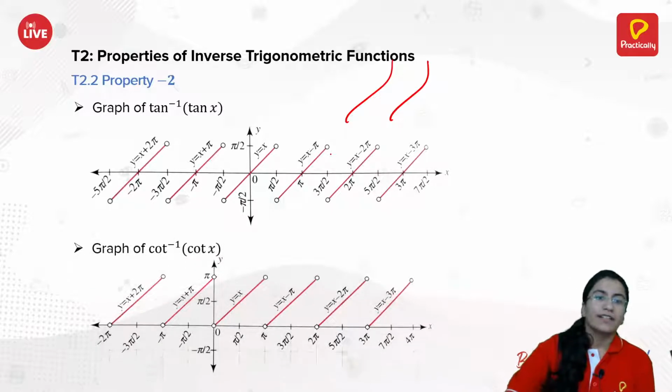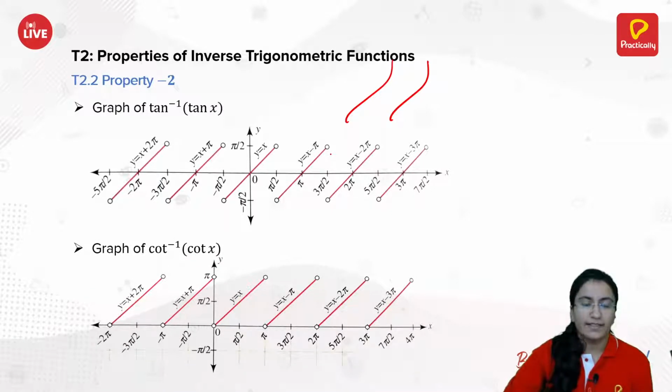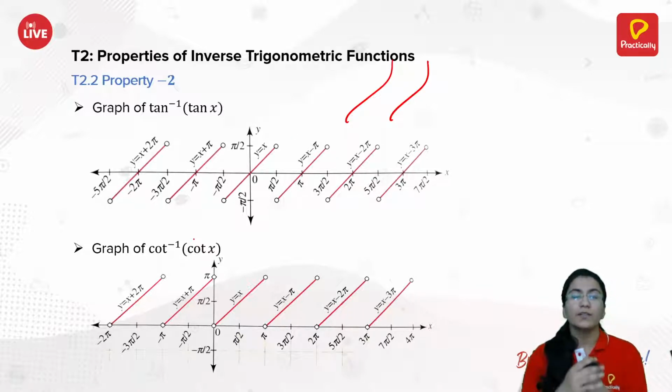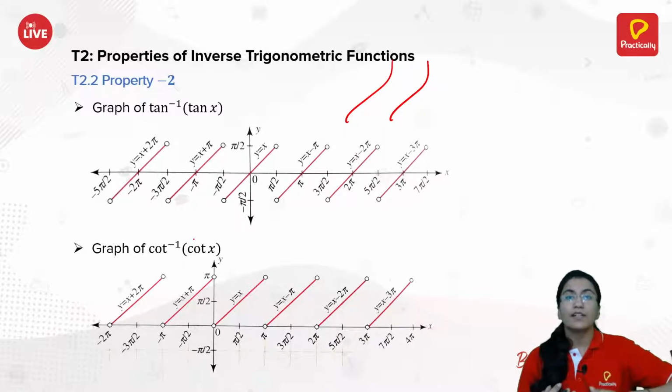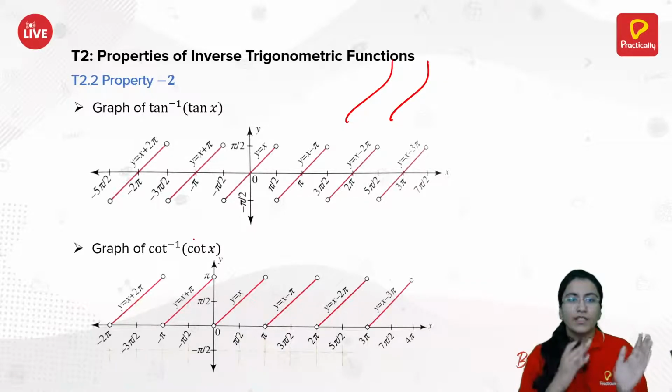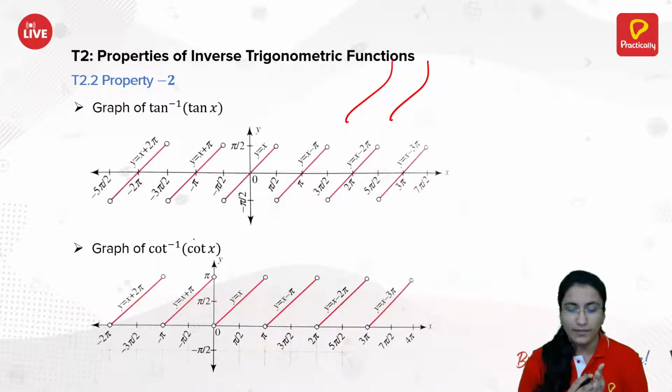Next graph over here is cot inverse of cot x, right? So cot inverse of cot x here is similar to the tan inverse of tan x, but this time what you did is similar to cos inverse of cos x. What you did is shifted it upwards. Just shift the graph of tan inverse tan x upwards, that is above the x-axis only. You will get a similar case for cot inverse of cot x.